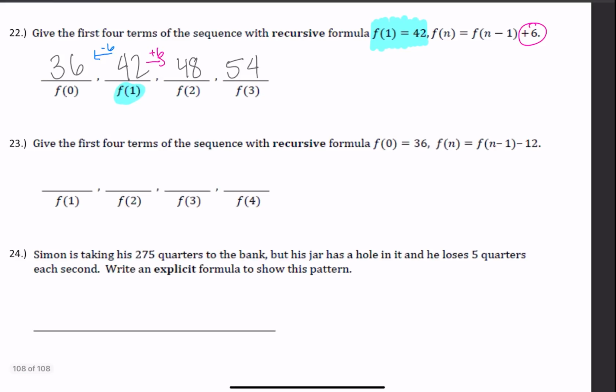23. Give the first 4 terms of the sequence with the recursive formula of f of 0 equals 36, f of n equals f of n minus 1 minus 12. This time, we're given f of 0 equals 36. But that's not here, so let's make our own. Let's say we have f of 0. We know that's 36. And on our recursive, it tells us to subtract 12. So 36 minus 12 is 24. 24 minus 12 is 12. 12 minus 12 is 0. 0 minus 12 is negative 12. Very good.